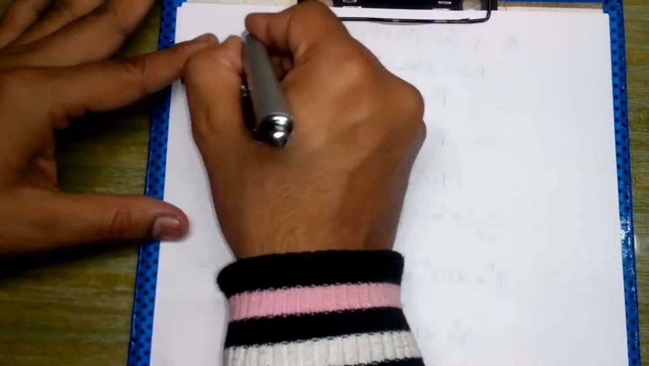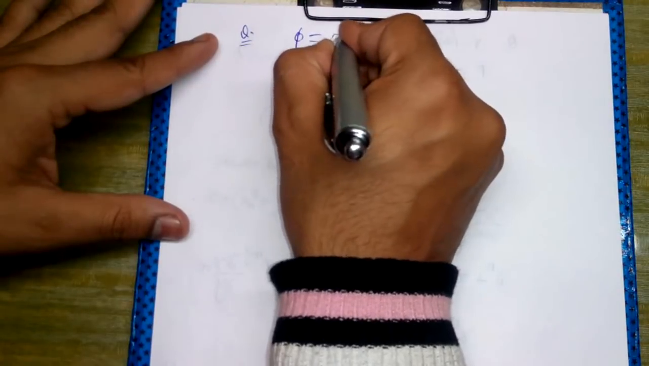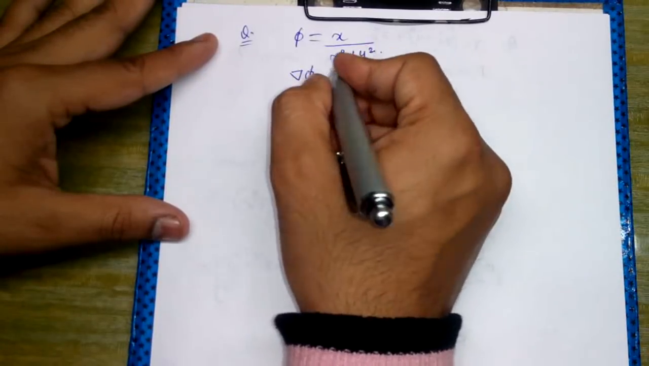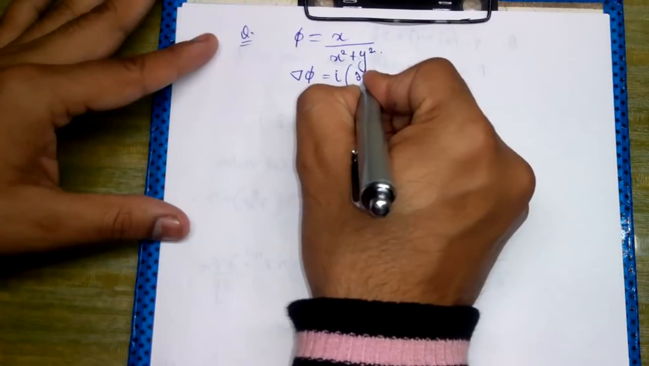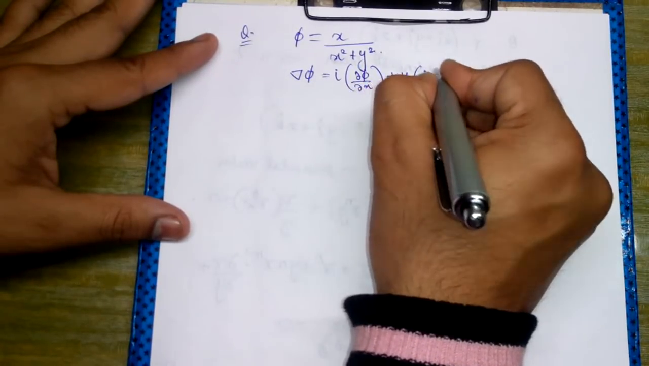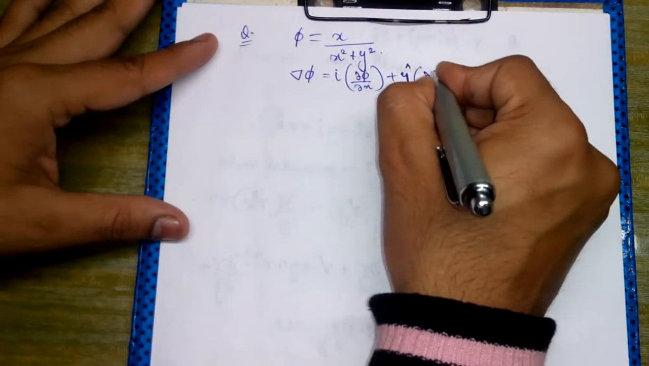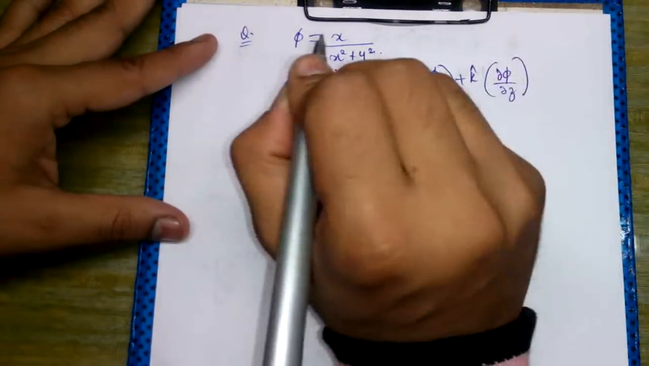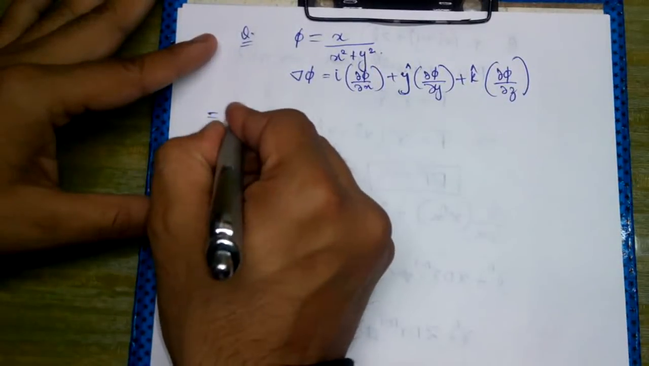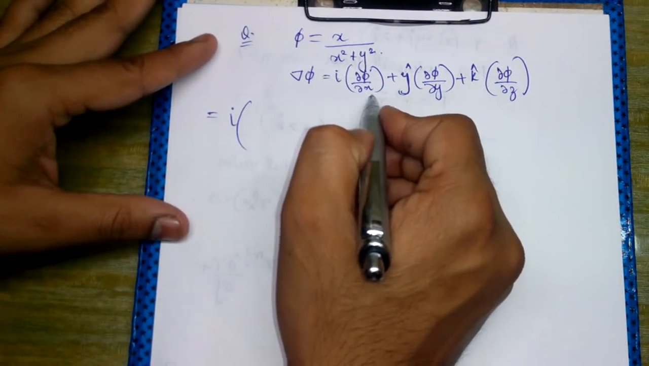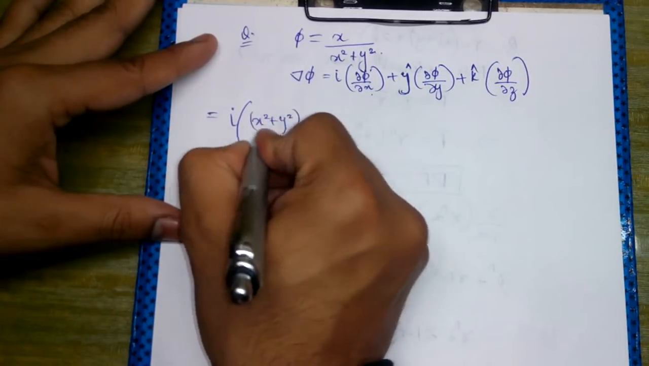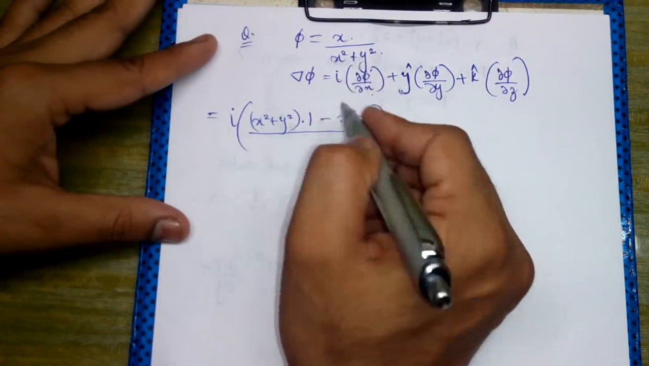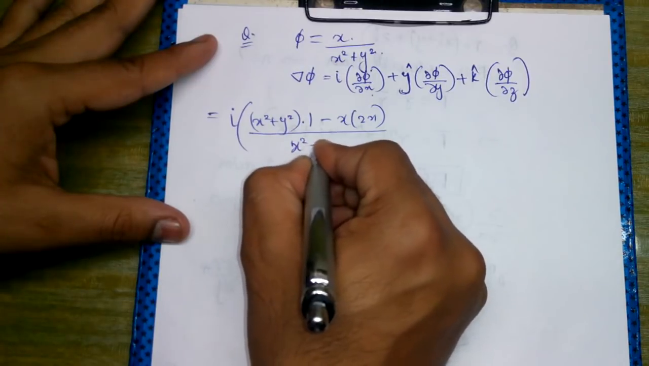Now let us solve another question where we have been given phi is equal to x upon x square plus y square. And we have to find out the nabla phi, that is i cap into del phi by del x plus j cap into del phi by del y plus k cap into del phi by del z. So this is simply i into del phi by del x, which is nothing but (x square plus y square) into 1 minus x into 2x, that is (d n dash minus n d dash) upon d square. We will apply that formula.